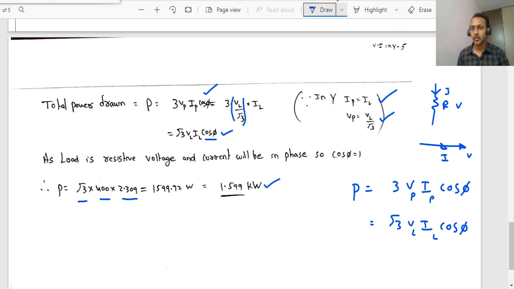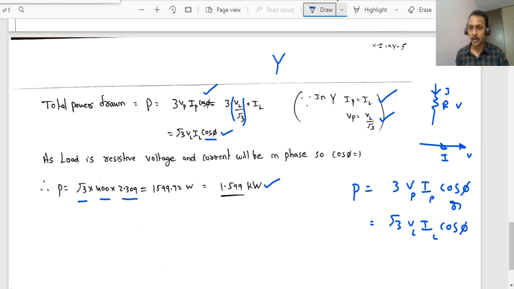Very important, dear students. In this entire discussion in star network, please remember phase current is same as line current. Phase voltage is equal to line voltage by root 3 magnitude wise. And the power formula is 3 times V phase I phase cos phi or root 3 VL IL cos phi.